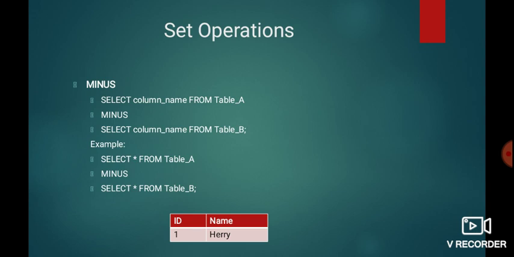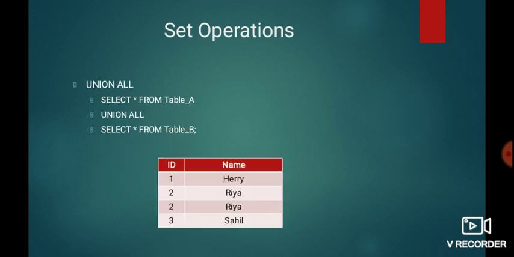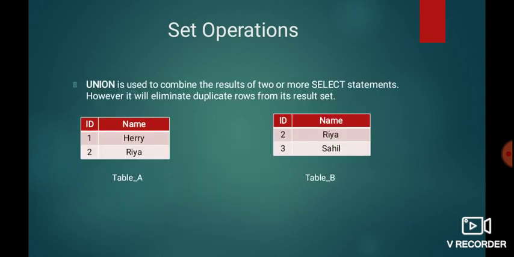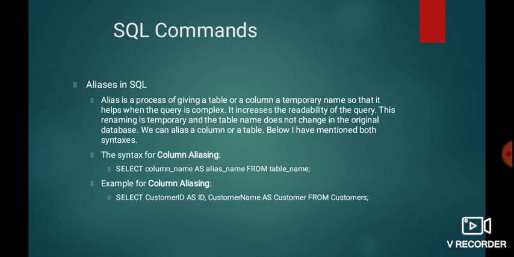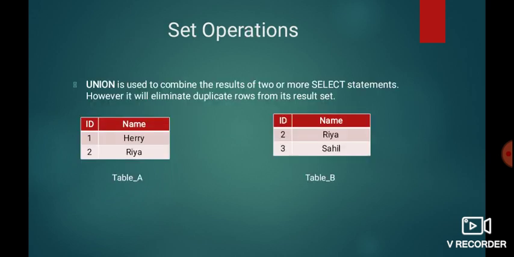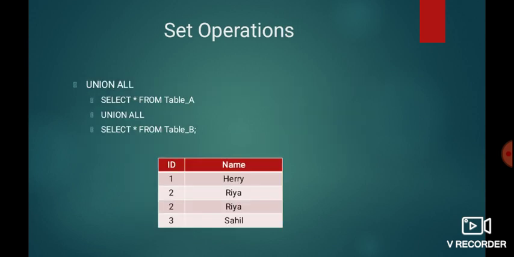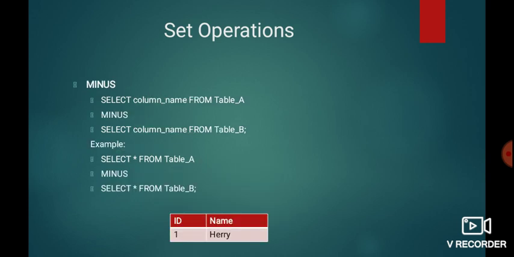So it will see, this is table A and table B. If I take this table A, Harry and Ria are there, and in table B, Ria and Sahil are there. So first query, select star from table A, will take this table and minus will remove the entry which is present in table B, which is Ria. So the output will be 1 and Harry. So this is the output of the minus operator.